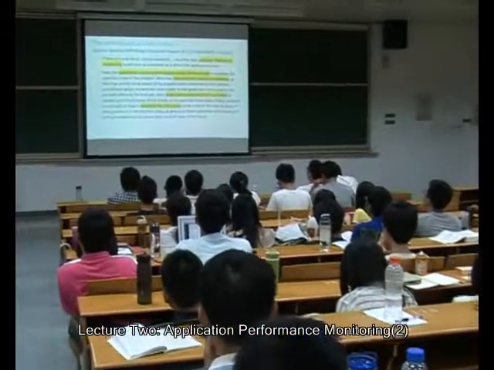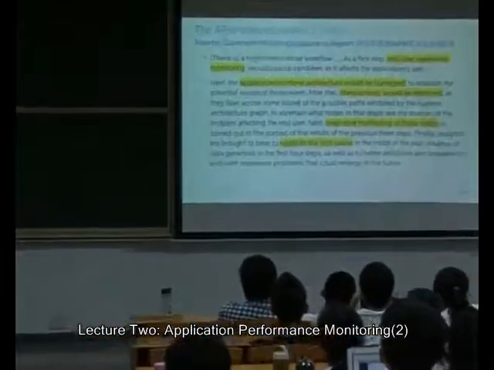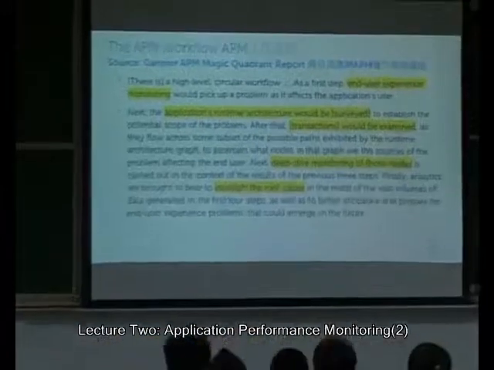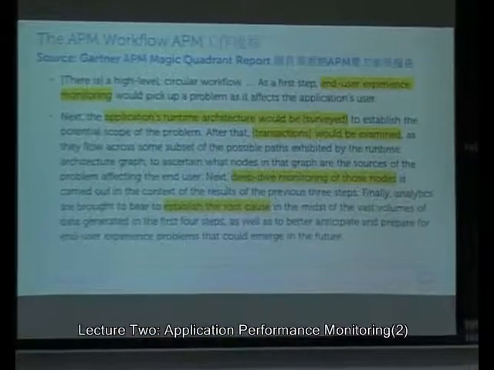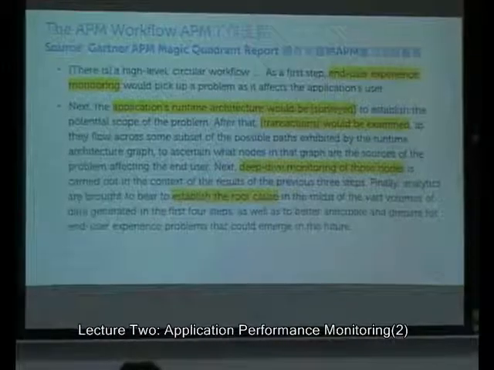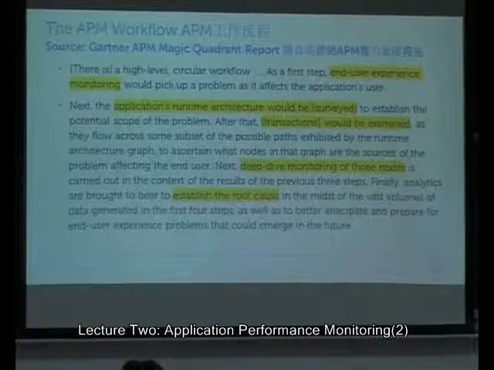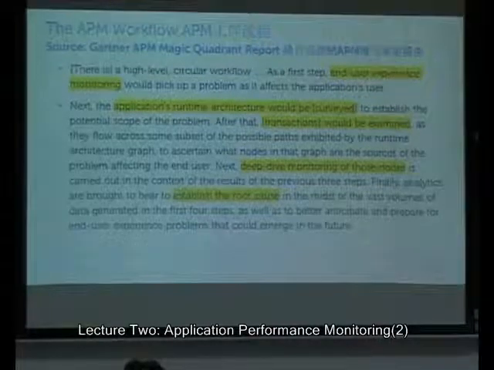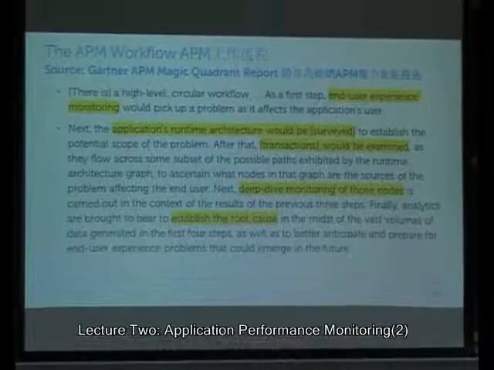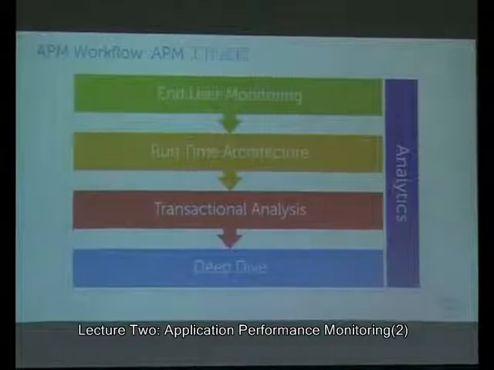Gartner is a very important analyst in the APM business and in fact all of IT. And so they made a definition of APM. And again, there are 5 elements: end user monitoring, runtime architecture, transaction profiling, deep dive monitoring. Those are the areas. So I lay it out like this.